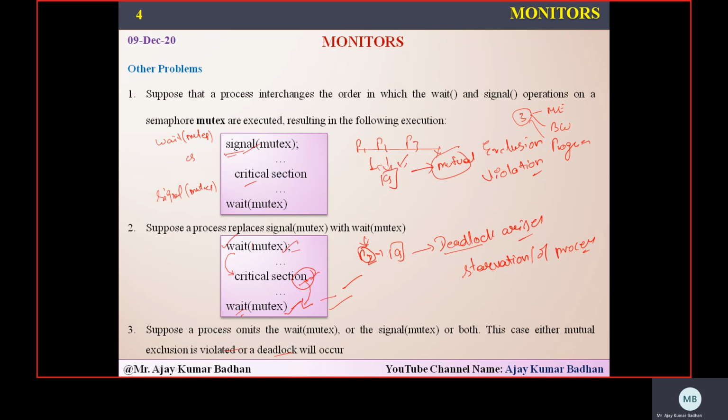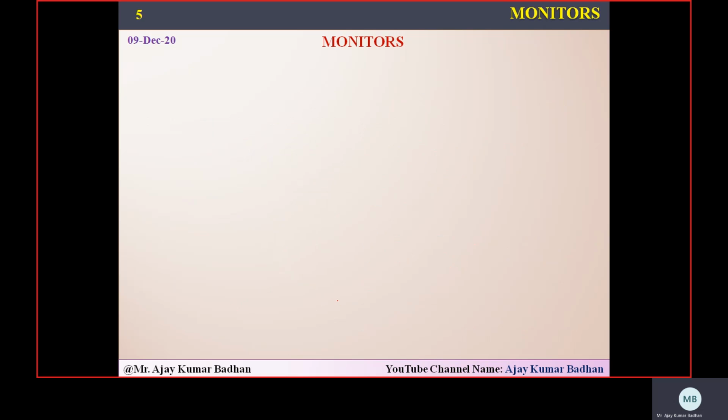So in the first scenario, you have seen that mutual exclusion is getting violated. In the second scenario, what we have discussed here, a deadlock is actually arising, or starvation is going to occur. So to overcome that, we have introduced this particular concept called monitors. Yes, so monitors have come into the picture.